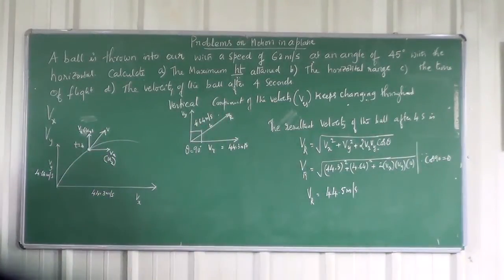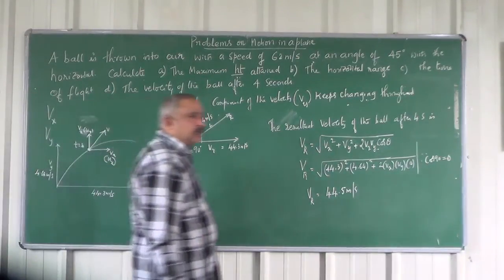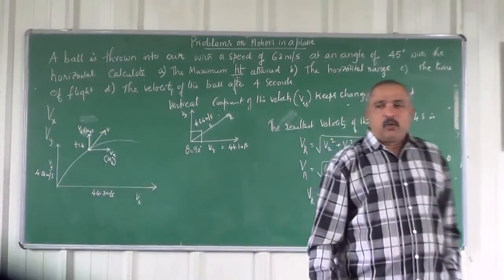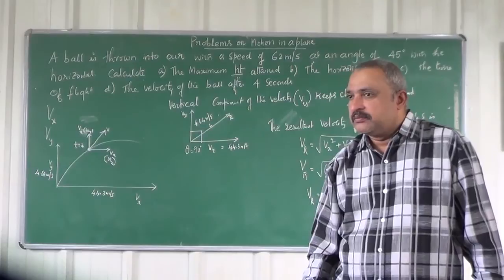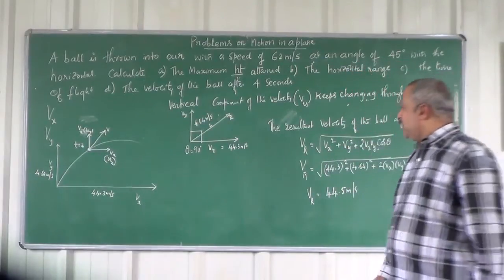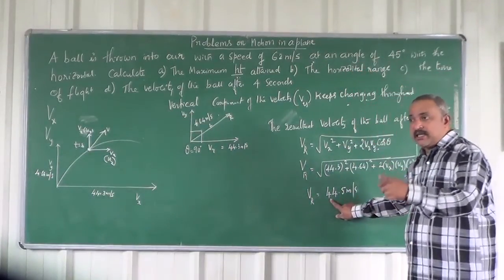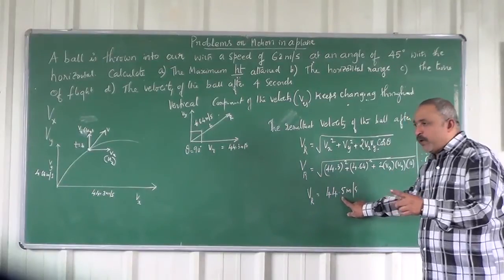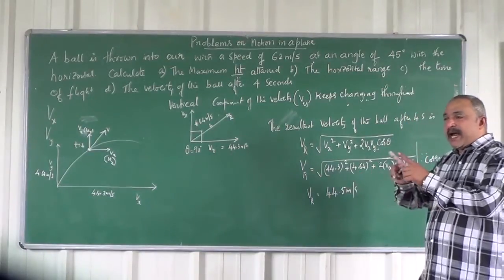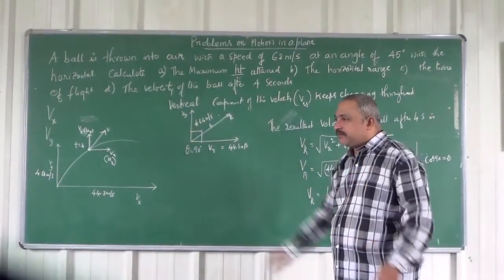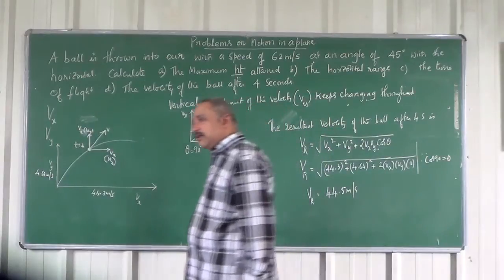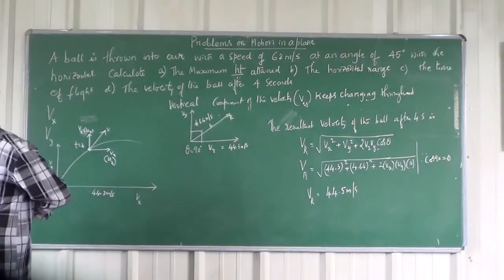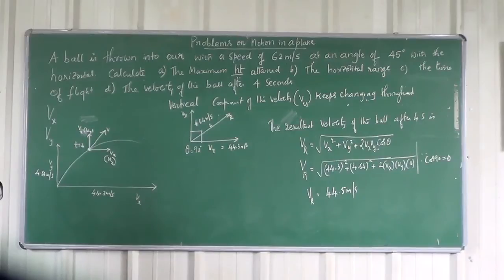This is the magnitude of the velocity. What is the direction of this velocity? I am asking you one more question. This value of the resultant velocity, 44.5 meters per second, will be acting in what direction? In the direction of Vx, the greater velocity.